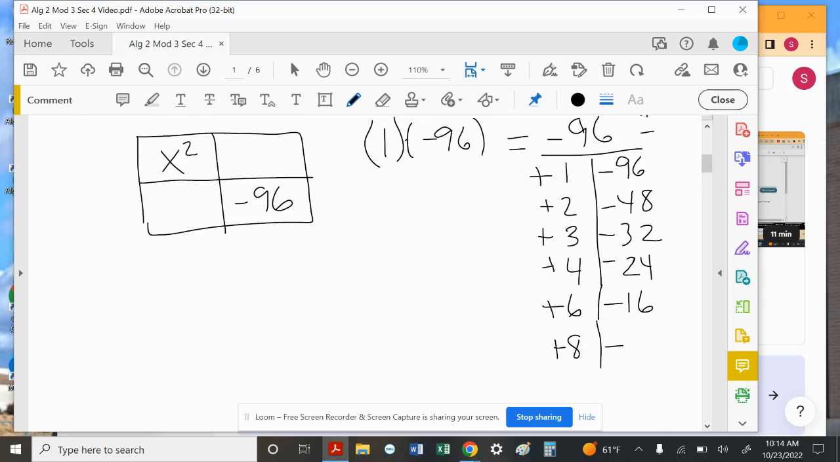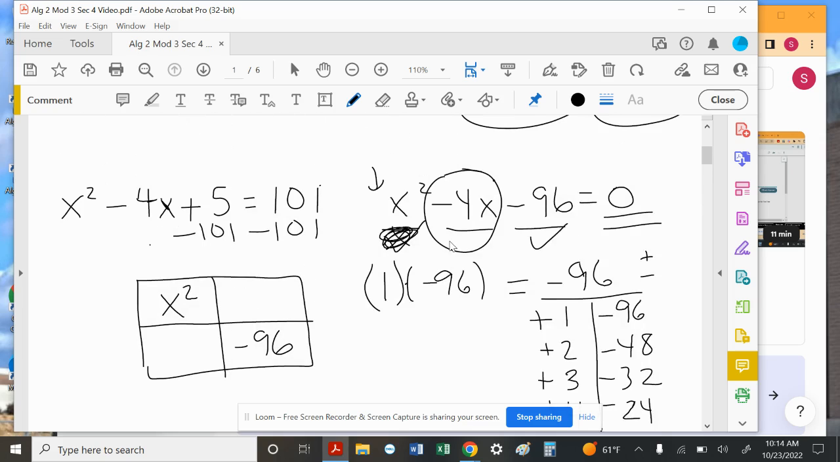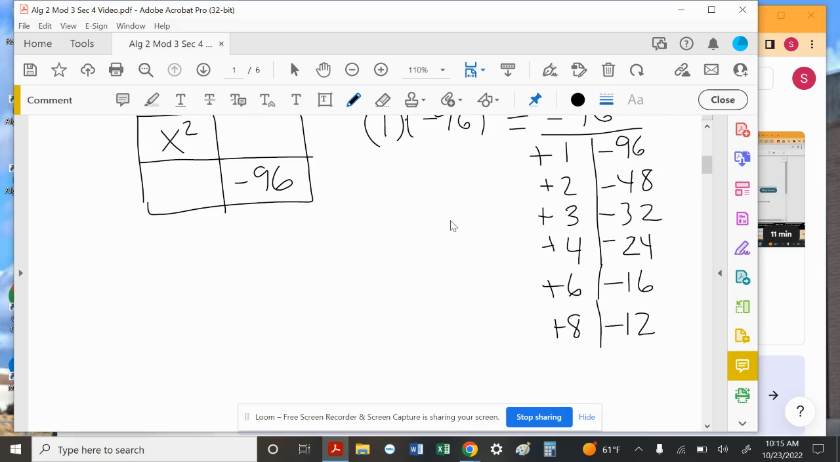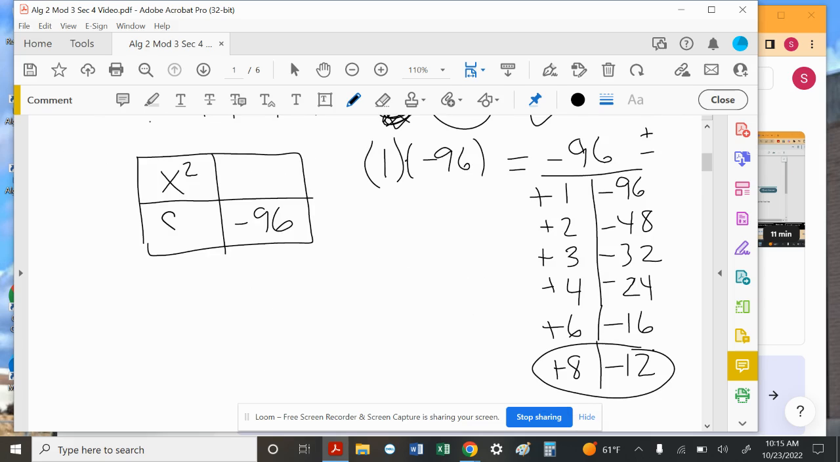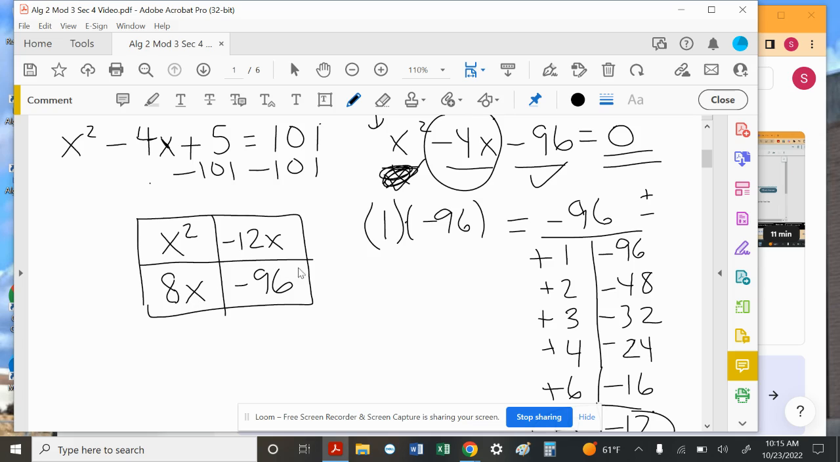Again, I'm going to put my plus and minus there. So 8 goes into 96 twelve times. So that would be 8 and -12. And I want to keep going until I figure out which two numbers add up to -4. Well, there they are. Okay, so that means that an 8 goes here and a -12 goes here, but I'm not done. I have to remember to put x's here because these two have to add up to -4x, not just -4. So those two now add up to -4x.